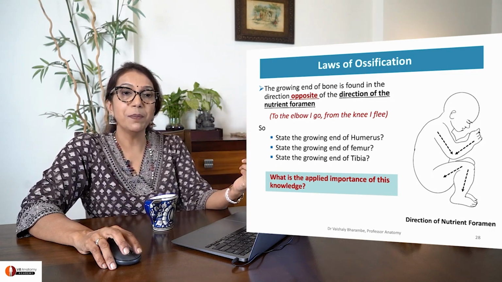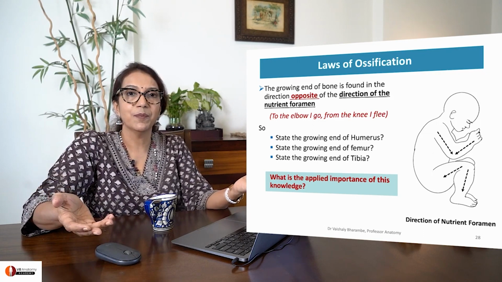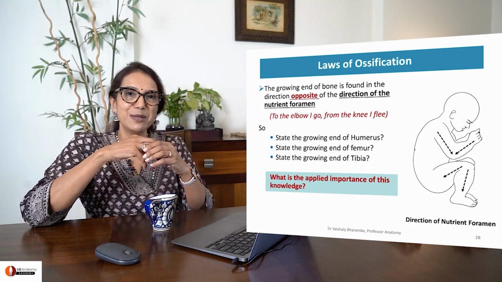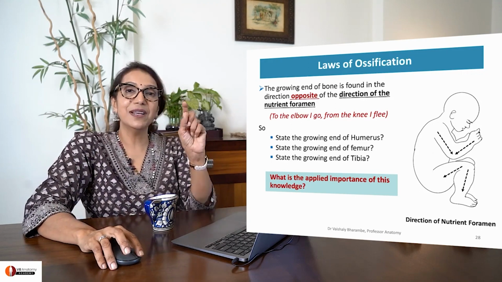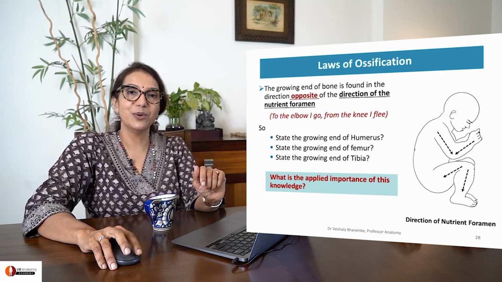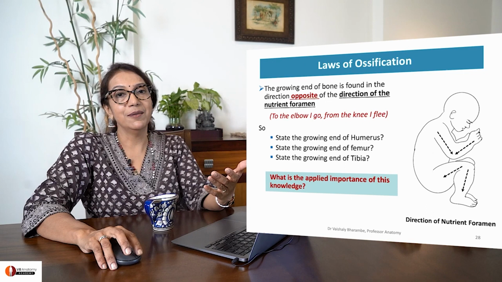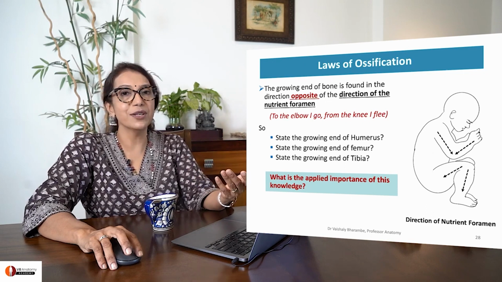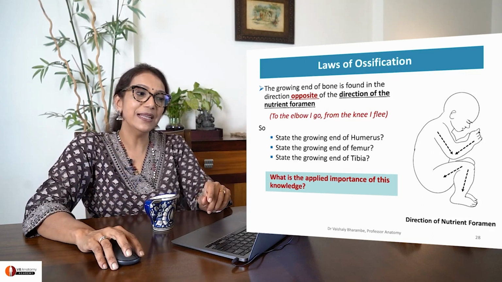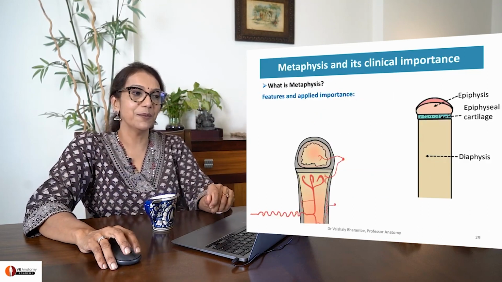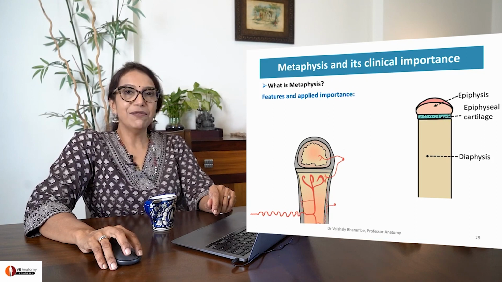conceptualize the topic better. Why are we trying to get this knowledge, madam? Isn't it? That must be the thought coming to your mind. The importance is that if the growing end gets damaged, there is a problem and there's a delay, there may be abnormal ossification, there may be shortening of the limb, and that is why we have to know the growing end. Let's now come to the last discussion, metaphysis.